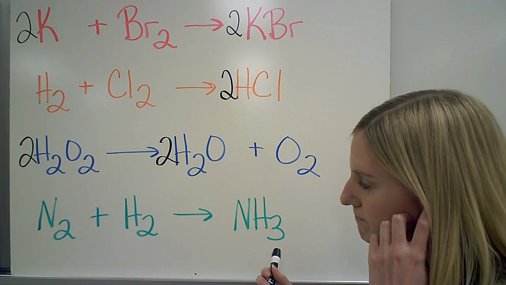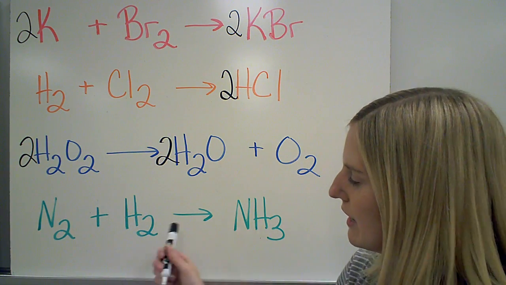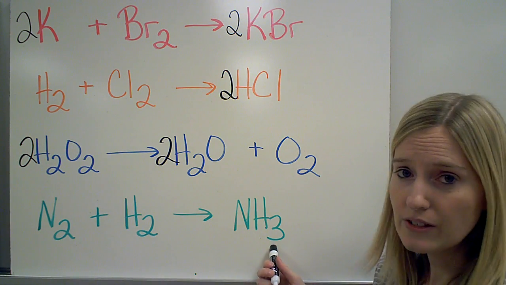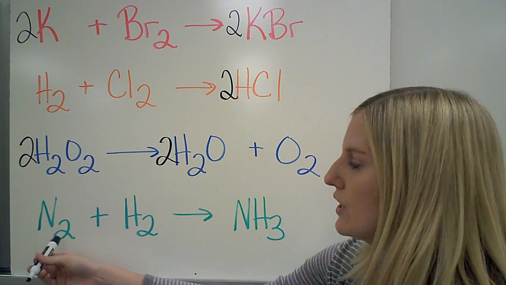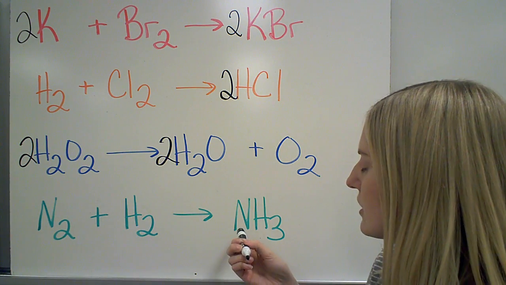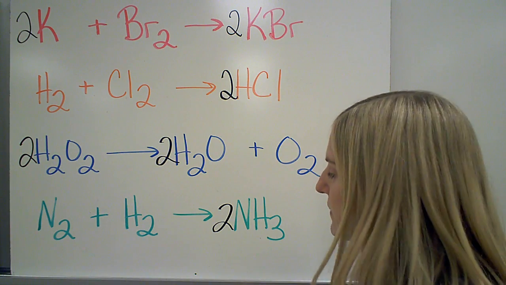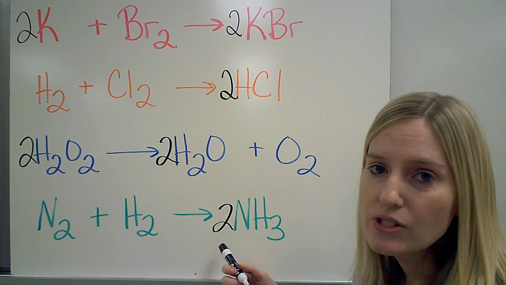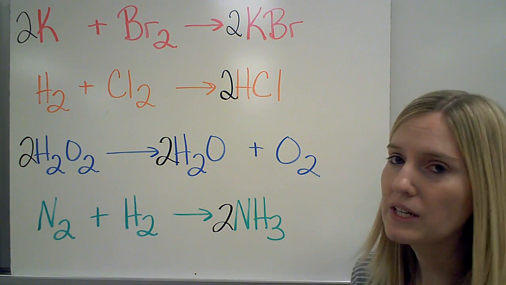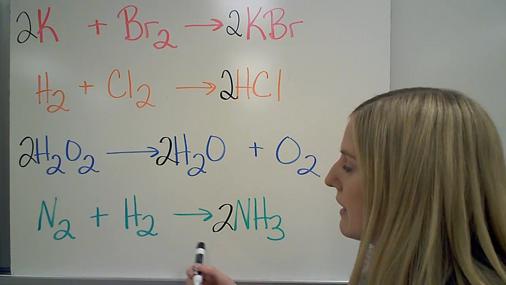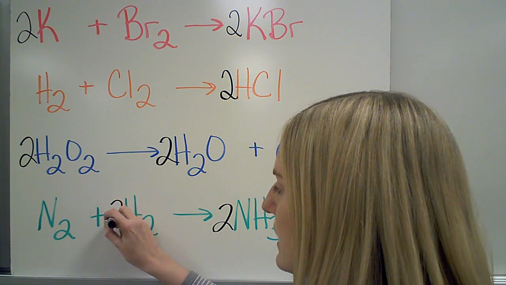Our last one here, I have 2 nitrogens and only 1 nitrogen here. I have 2 hydrogens and 3 hydrogens here, so both of them are not balanced. So I'm going to balance the nitrogens first. If I want 2 nitrogens on this side as well, I'm going to put a coefficient of 2 there. So that's fixed, but now my hydrogens are not, and they weren't before either. So I have 2 times 3 hydrogens to give me 6. If I want there to be 6 here and I already have 2, then I put a 3 here.